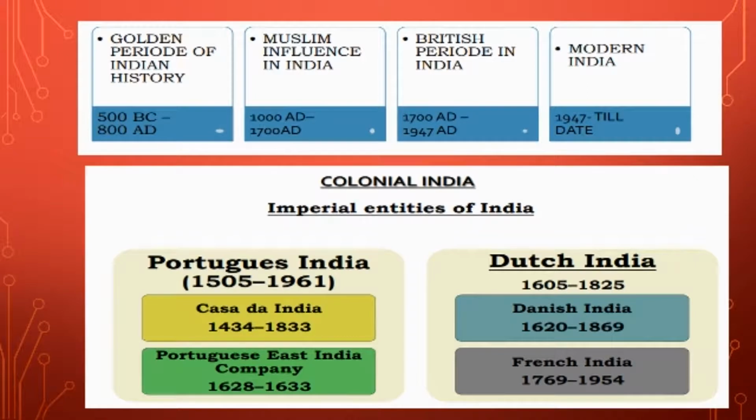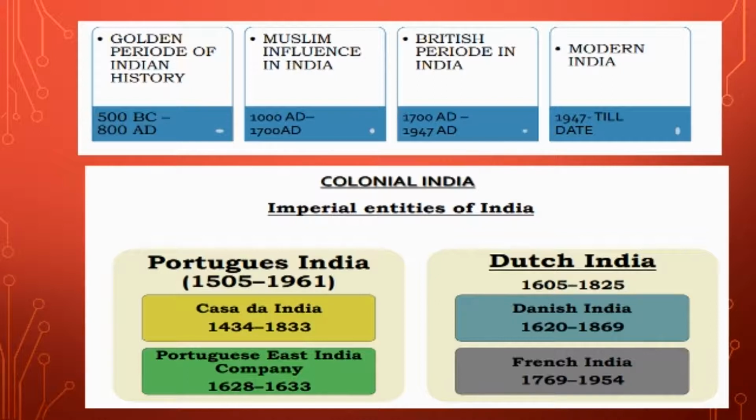If we talk about the golden period of Indian history, that was about 500 BC to 800 AD. Then the Muslim influence in India, 1000 AD to 1700 AD. Then there is the British period in India, and then now modern India.